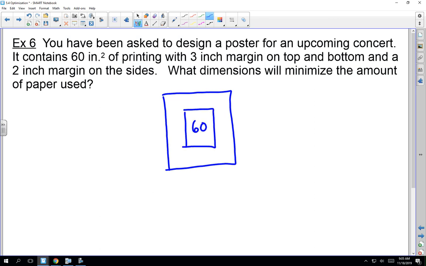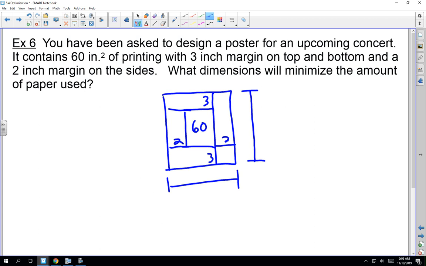There's the 60 in there, but remember we're using all this. This is not a frame, so it's not empty in the middle. We're minimizing the entire area. We've got 3-inch margins top and bottom, so 3 here, 3 here, 2 on the sides. And so we've got to write an equation based on the dimensions here and here, but we have this unknown dimension.